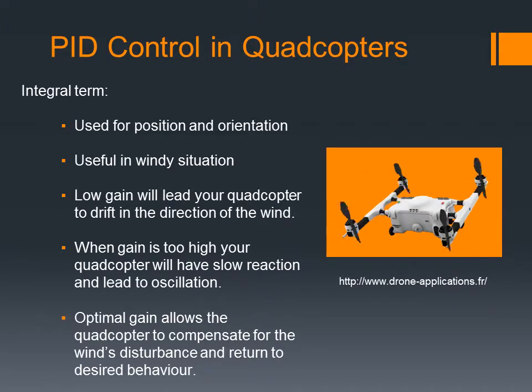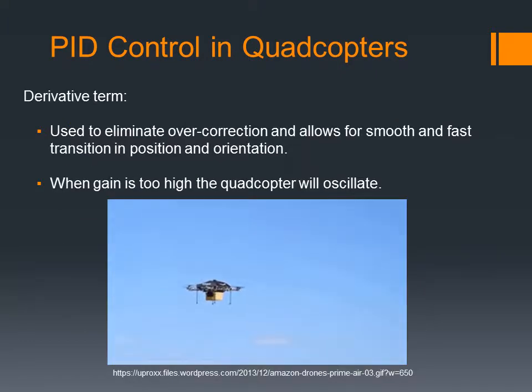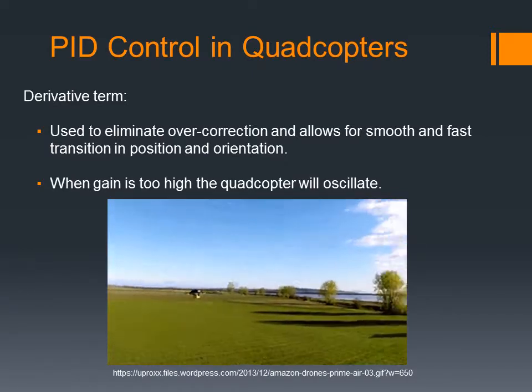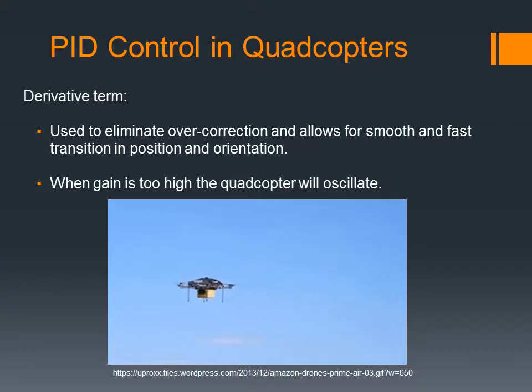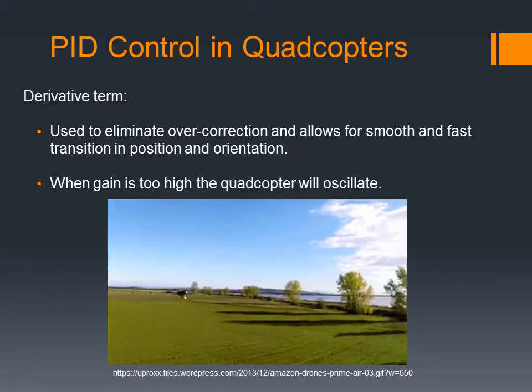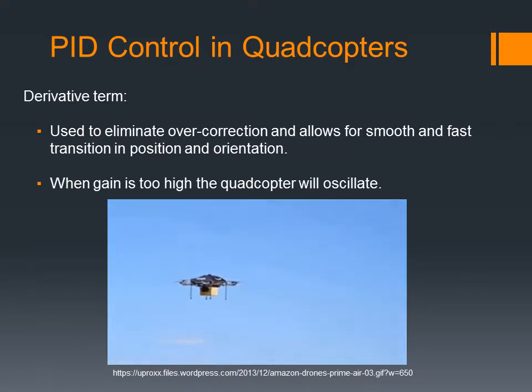For the derivative term, it is used to eliminate the overcorrection from the integral term and allows for a smooth and fast transition between position and orientation. If the gain is too high, your quadcopter will once again oscillate.